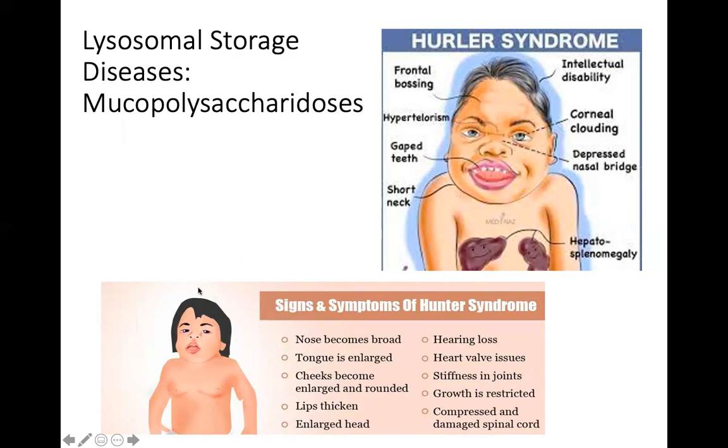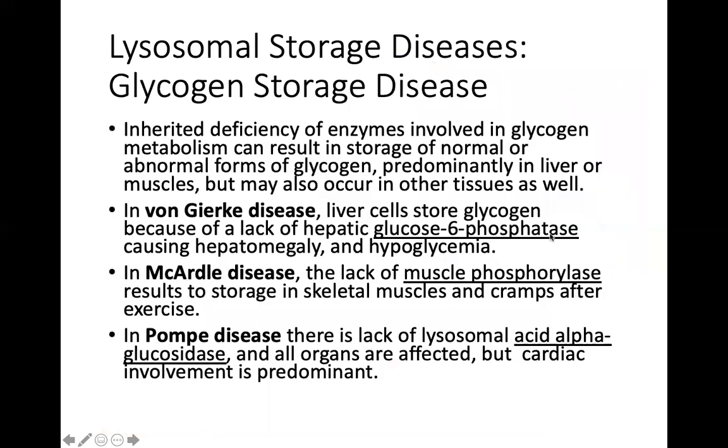While your Hunter syndrome, ito naman siya. Okay, nose becomes broad, tongue is enlarged, cheeks become enlarged and rounded, lips thicken, enlarged head, hearing loss, etc. Okay, so these are your mucopolysaccharidosis. And also hepatosplenomegaly. Okay, ang kulit naman ng picture na ito, yung liver may smiley, pati yung spleen.